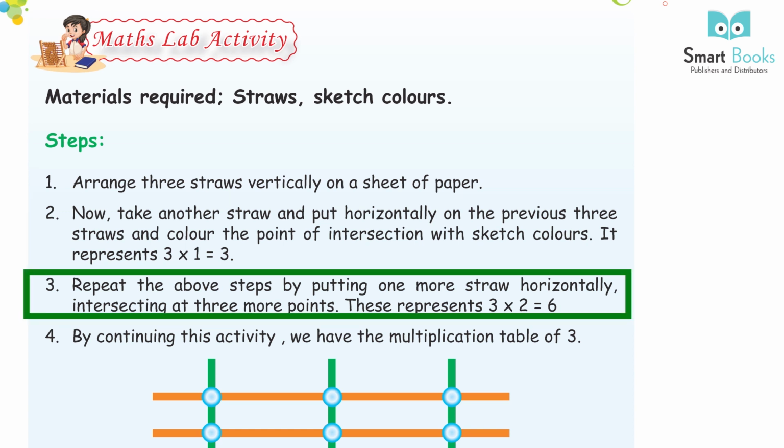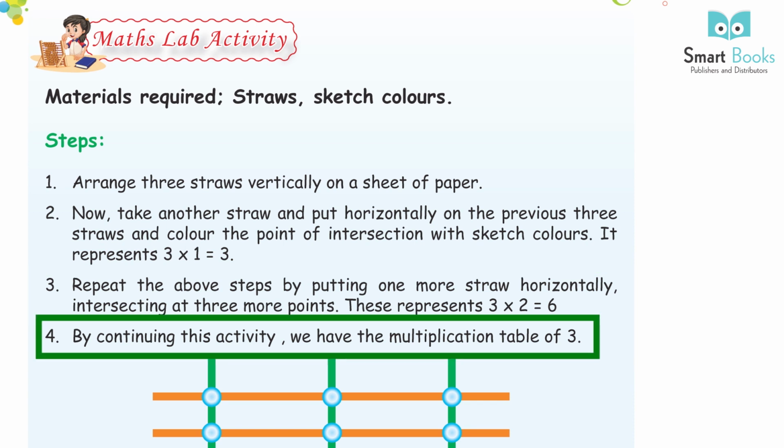3. Repeat the above step by putting one more straw vertically intersecting at 3 more points. These represent 3 into 2 is equal to 6. 4. By continuing this activity, we have the multiplication table of 3.